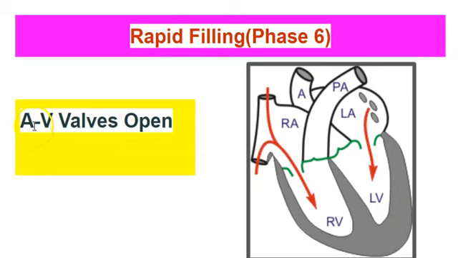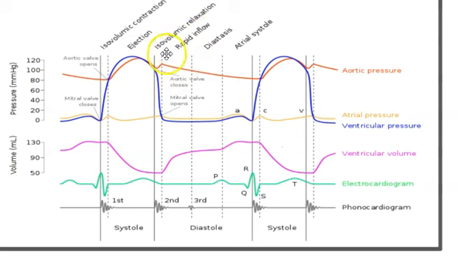So, rapid filling. Semilunar valves closed, I'm sorry about that. Atrioventricular valves are open. You can see the atrioventricular valves are the mitral and tricuspid, respectively, and you can see the pressure in the atria has exceeded that, and they're going to open up and fill. Here, rapid filling happens. And you can see rapid inflow right here. It's going to fill very, very quickly.